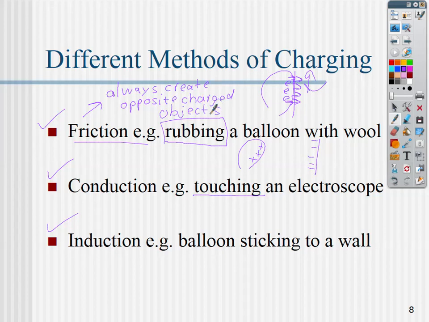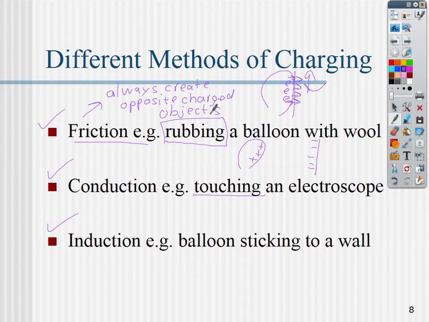All right? It'll always create the opposite charge on either object. So you're going to get questions where it says you rub your shoe against the ground. The ground becomes positive. What does that mean? What charge does your shoe have? Negative. All right? That's basically all you're looking at here. And again, it's the electrons moving from one object to another.